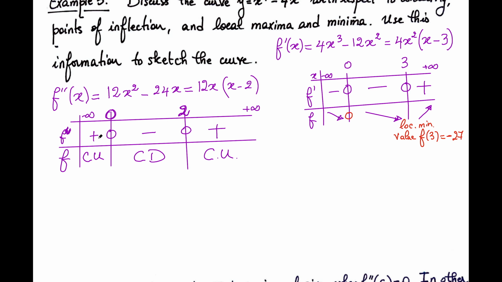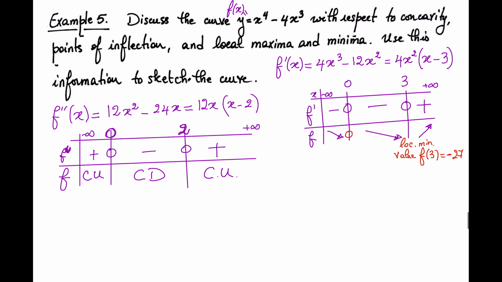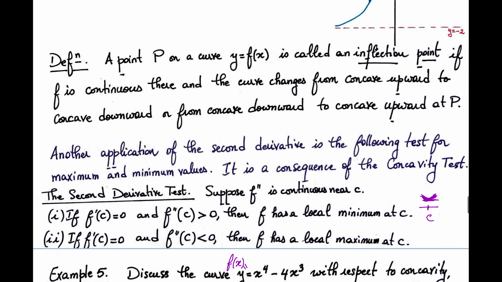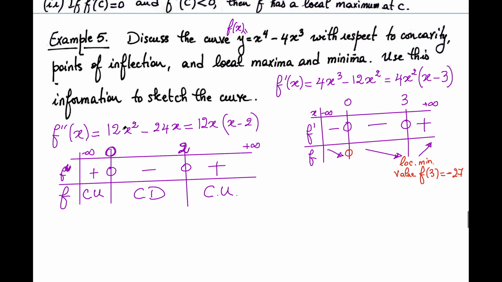Now from here to here, the function f is continuous everywhere, and f double prime is changing sign. Let me take you back to the inflection point definition: the function has to be continuous and the curve changes concavity. Changing concavity means, by the concavity test, that f double prime changes sign. So f is changing concavity here at 0. It's continuous at 0, so this is going to be an inflection point.